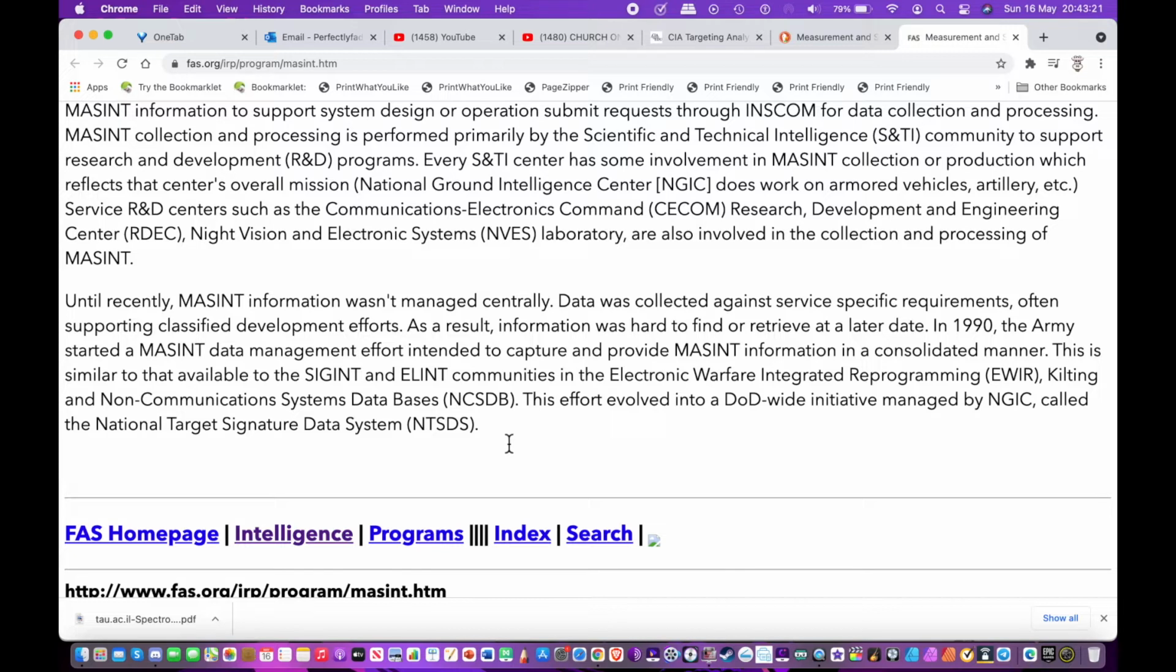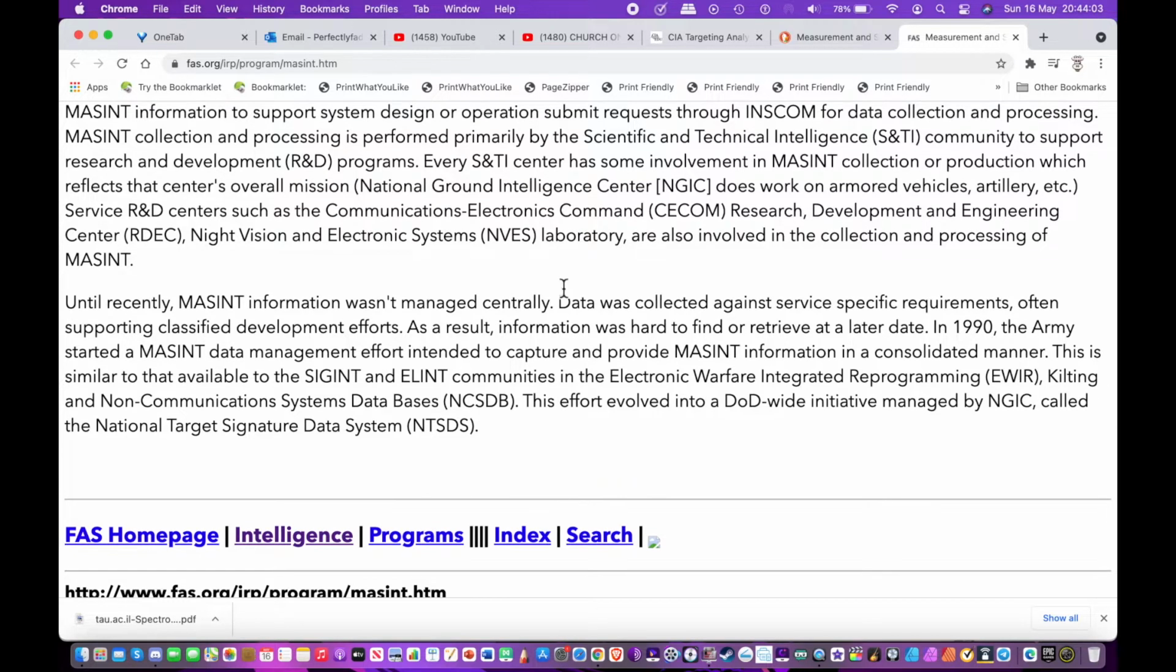In 1990, the Army started a MASINT data management effort intended to capture and provide MASINT information in a consolidated manner. This is similar to that available to the SIGINT and ELINT communities in the Electronic Warfare Integrated Reprogramming, EWIR, Non-Communications Systems Database. Oh wow, you've got so many acronyms.